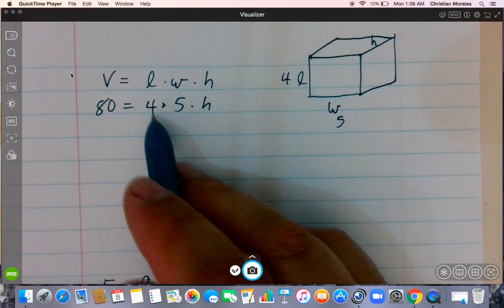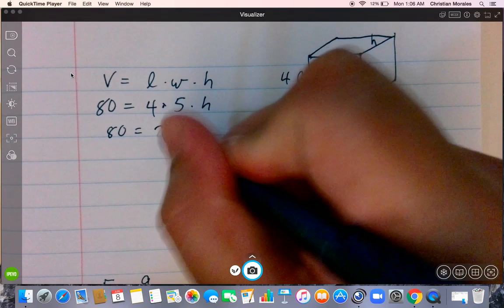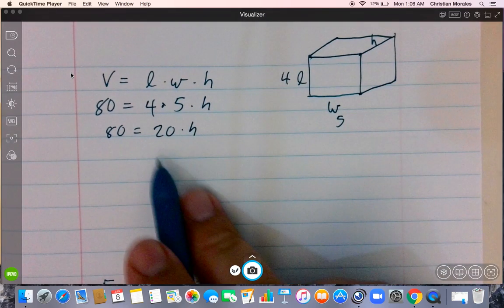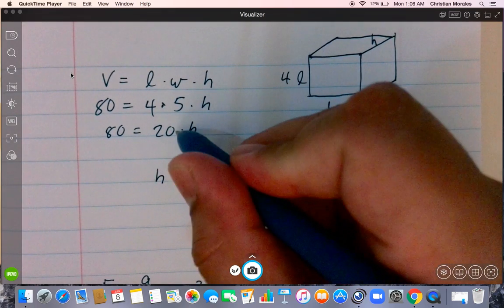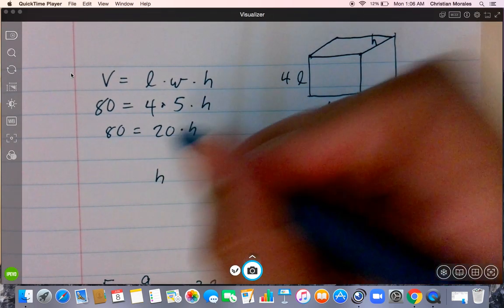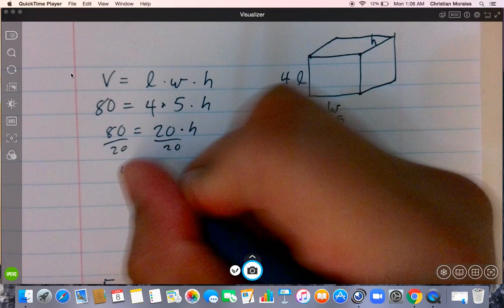Well, what you want to do is simplify this, combine that, then solve for h by getting rid of the 20. What's the opposite of multiplying by 20? Dividing by 20. And you would get the height as 4.